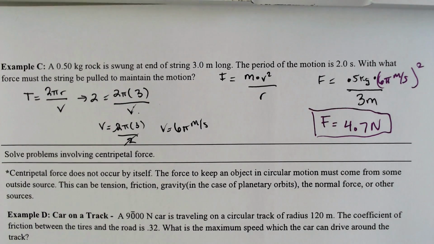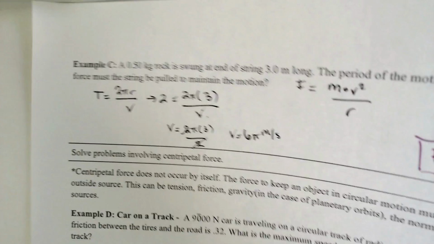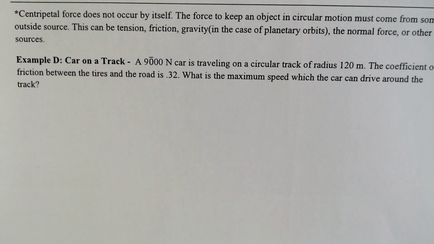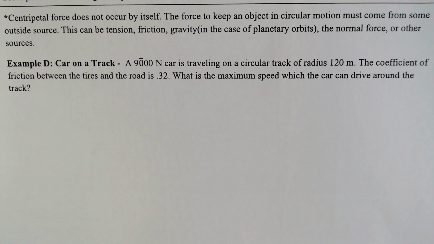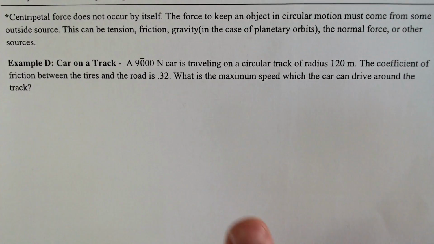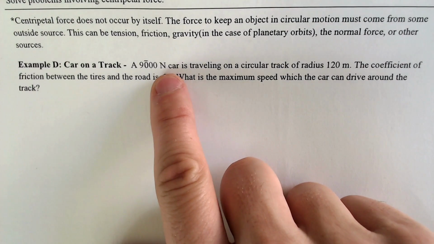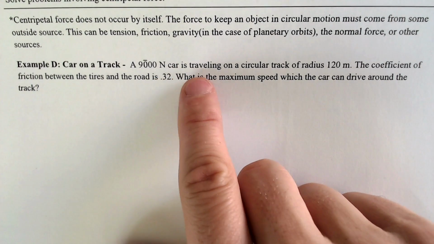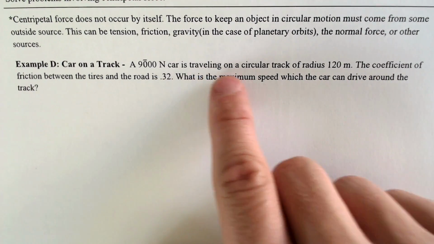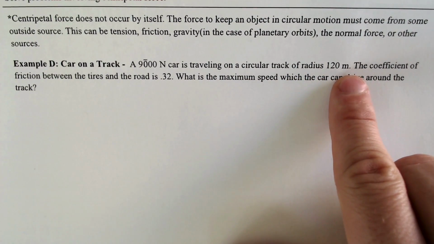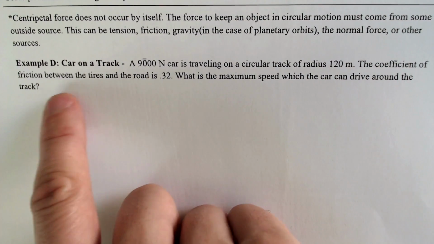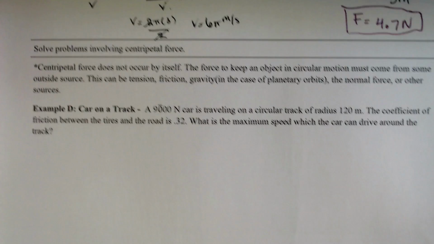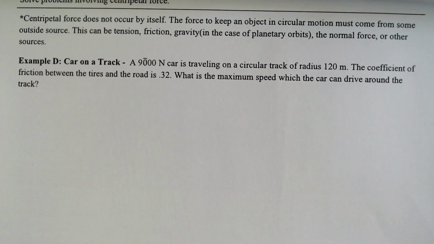All right, we have 2 more examples. The next one I like a lot because it connects with forces. So far, it feels like we're just doing some basic plug and chug stuff. The next one deals with a car on a track. There's a 9,000 newton car, so it weighs 9,000 newtons, traveling on a circular path with a radius of 120 meters. The coefficient of friction on the tires is 0.32. So what's actually happening here, I'll try and put it on my computer so it looks better.